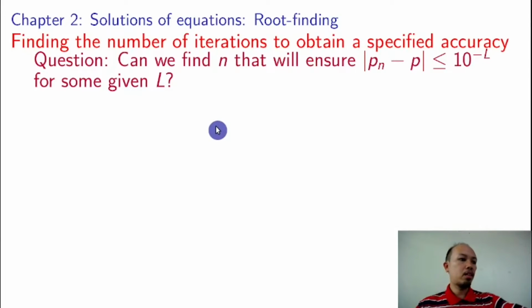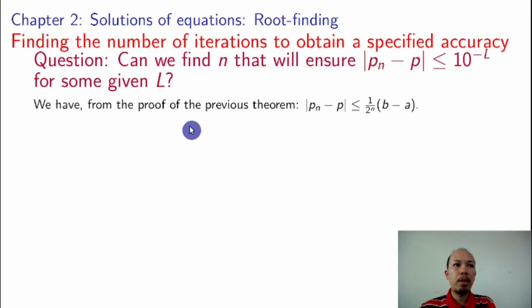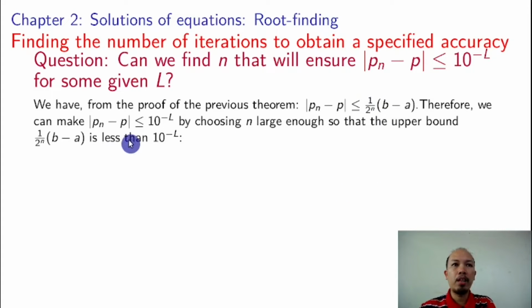Find the number of iterations to obtain specified accuracy. Okay, so this is how you are going to get the tolerance. Can we find n, the big N that we use in the Python code, that will ensure that the absolute value of p sub n minus p is less than or equal to 10 to the negative L for some L? From the proof, we know that we can make this inequality by choosing n large enough so that the upper bound 1 over 2 to the n times b minus a is less than 10 to the negative L.